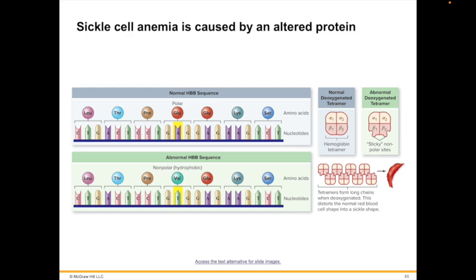And this is what's shown here. So if you look closely there, instead of glutamic acid, we now have valine, which leads to the tetramers forming those long chains when deoxygenated, distorting that normal red blood cell, which is a biconcave cell, to that sickle-shaped cell.